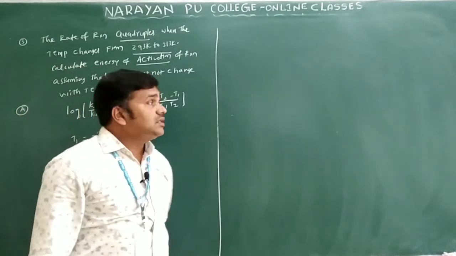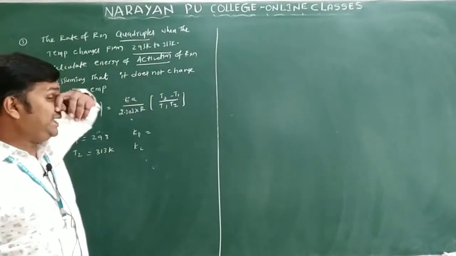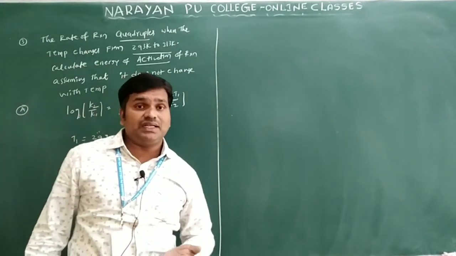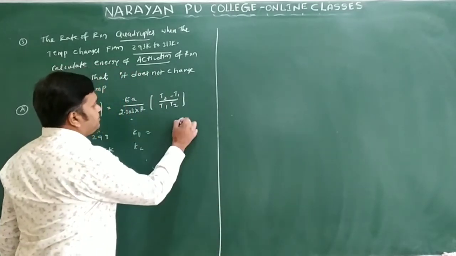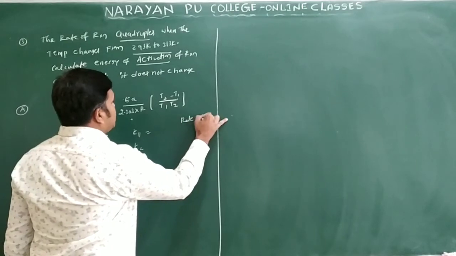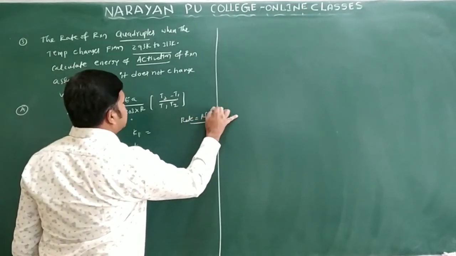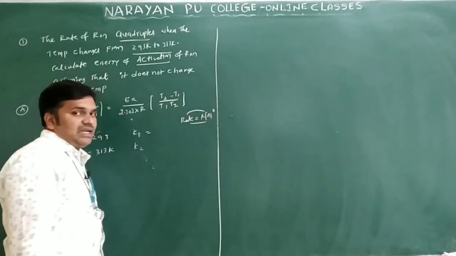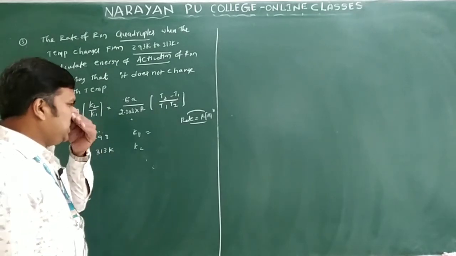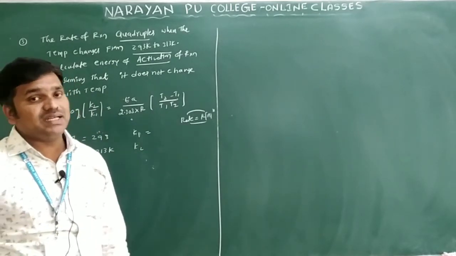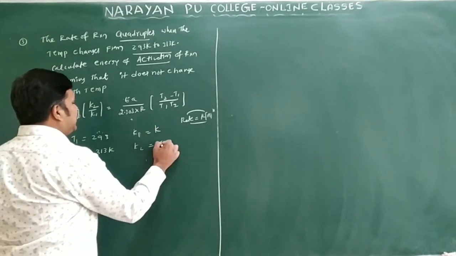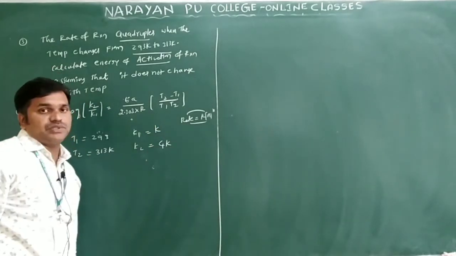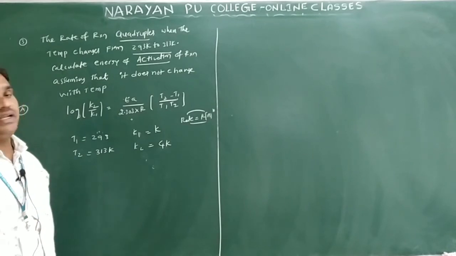Why here? The rate of the reaction increases. The rate of reaction is directly proportional to the rate constant, you know. Rate is equal to K into A whole power X. So if the rate increases 4 times, initially it is 1 and it is increased 4 times, that is quadruple. So K1 is equal to K and K2 is equal to 4K.